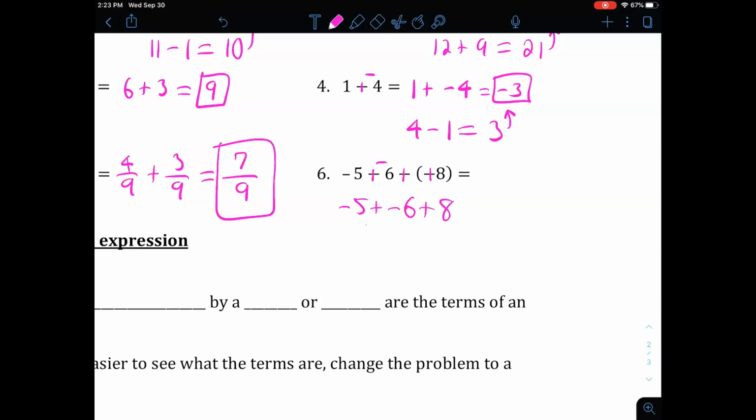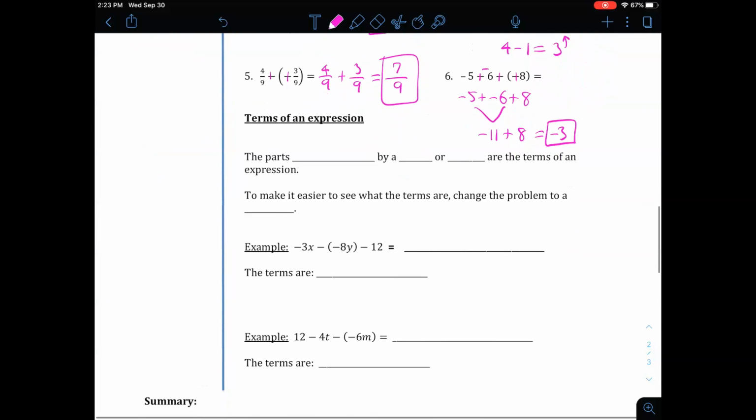Okay, I'm going to do kind of a shortcut now. We're not going to do the kind of stuff we've been doing. We're going to kind of get into a groove here. What's -5 plus -6 going to be? That's going to be -11 plus 8. And -11 plus 8, we're going to subtract in our brain. We're going to get 3, and it's going to end up being a -3.